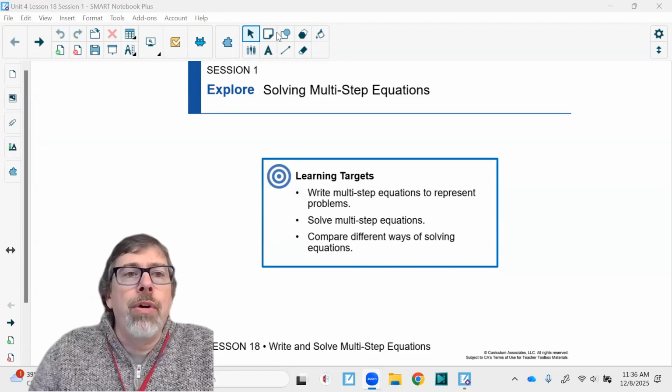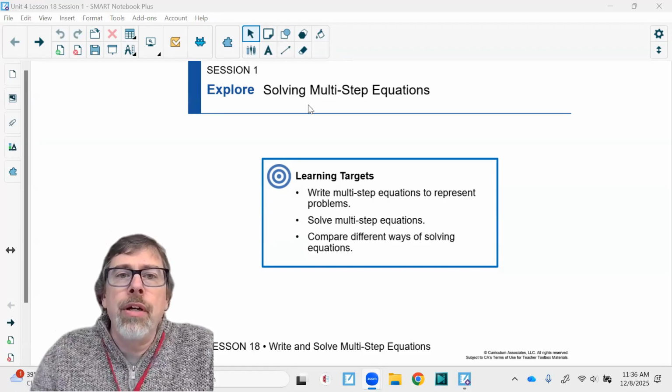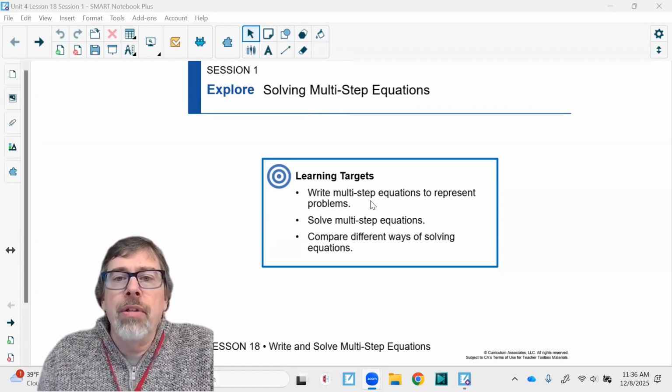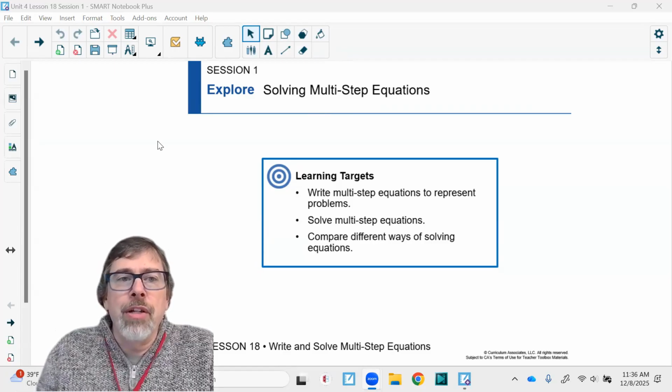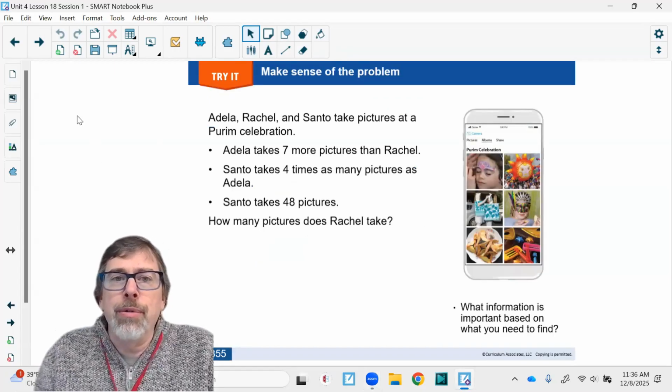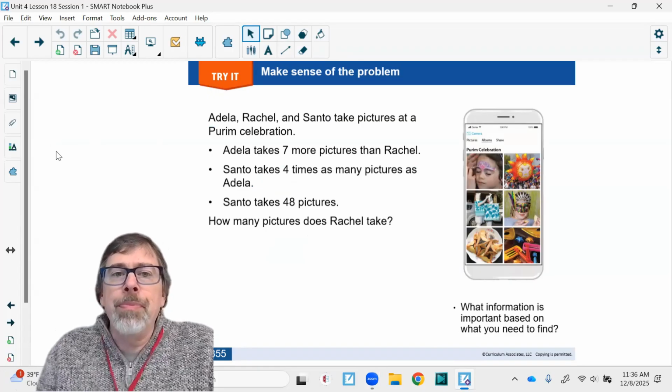This is Unit 4, Lesson 18, Session 1, and it's solving multi-step equations. So we're going to write multi-step equations to represent problems and solve them. Compare different ways of solving equations. So here we go. Try it. Make sense of the problem.